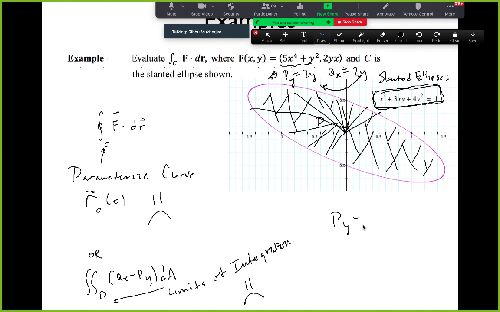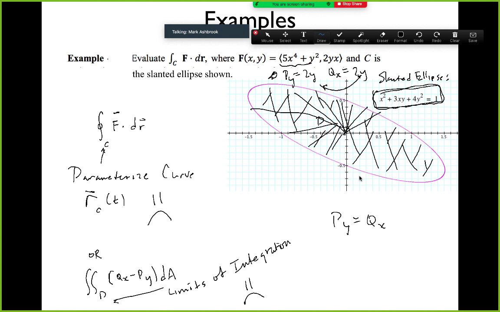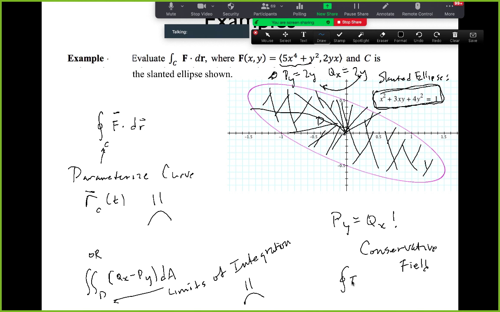It's a conservative field. And we're doing a closed loop, a circulation in a conservative field. So 0. All circulation line integrals in a conservative field are 0. So we say, phew, right? We dodged a bullet there.